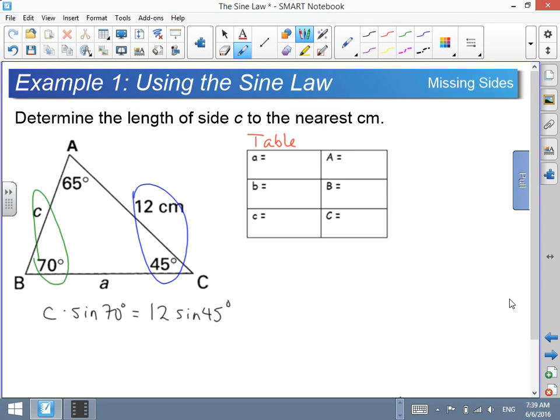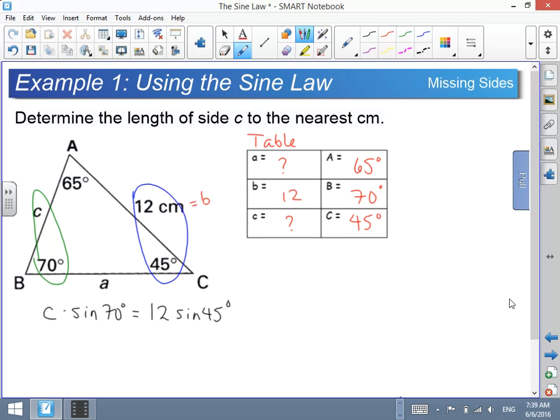So for instance, okay, so angle A is 65 degrees, side A we don't know, B is given as, what do we have there, 12, right, that's side B here, and its opposing or opposite angle is 70. Side C, well, we don't know. And then angle C is given as 45 degrees.